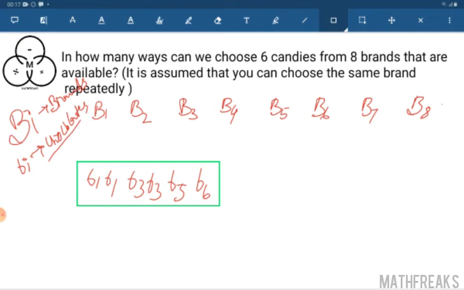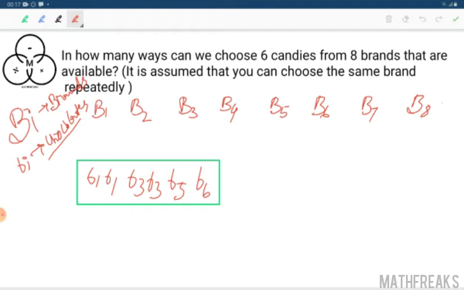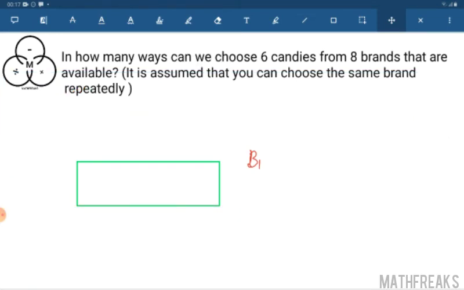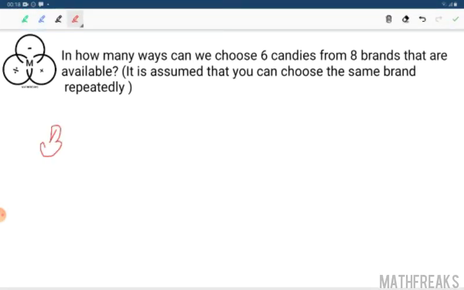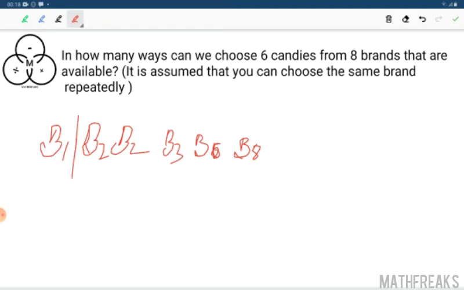Now in between what I have chosen, I have to use some spacers like this. Suppose I have chosen B1, B2, B2, B3, 1, 2, 3, 4, B6, B8. Then some brands are left empty. In between them, I have to denote empty space. So this is denoting the gap between two brands. These are called spacers.